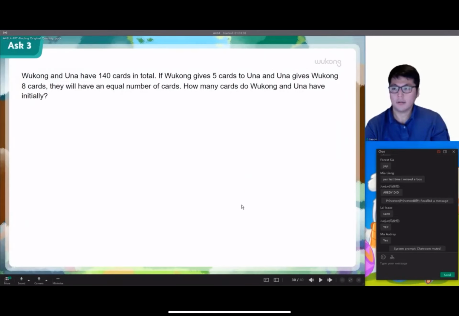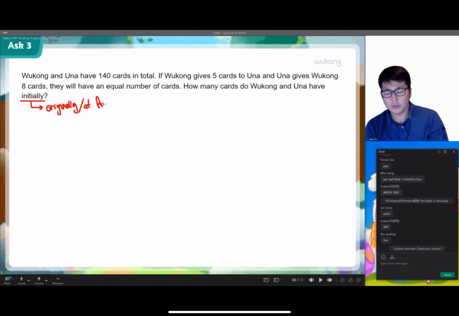And now, Wukong and Una have 140 cards in total. If Wukong gives 5 cards to Una, and Una gives Wukong 8 cards, they will have the same number of cards. So how many cards will Wukong have initially? Initially means at first, or originally. So we have Wukong and we have Una.